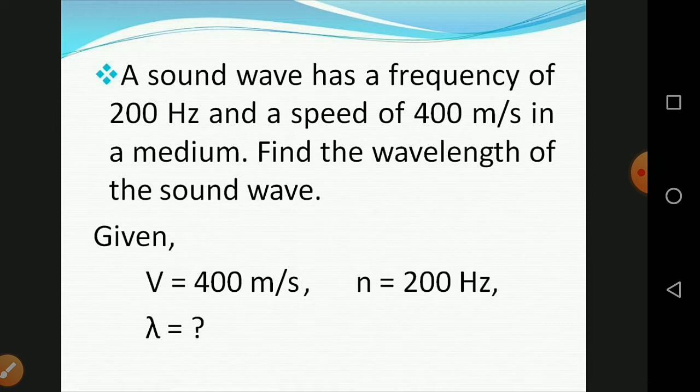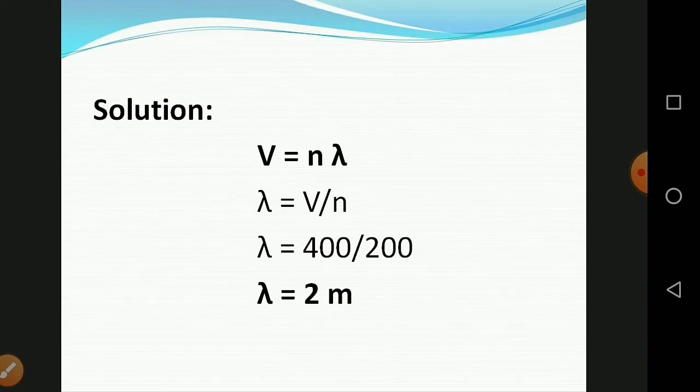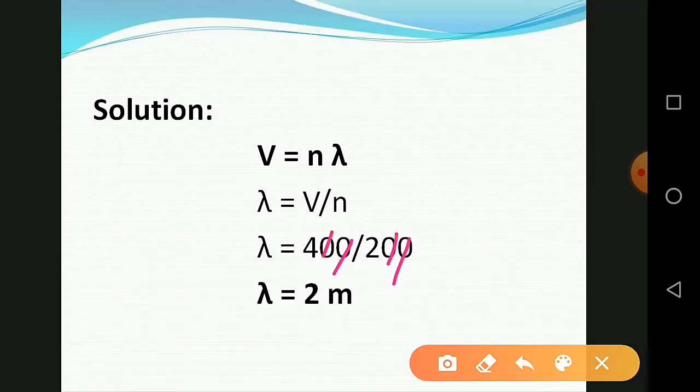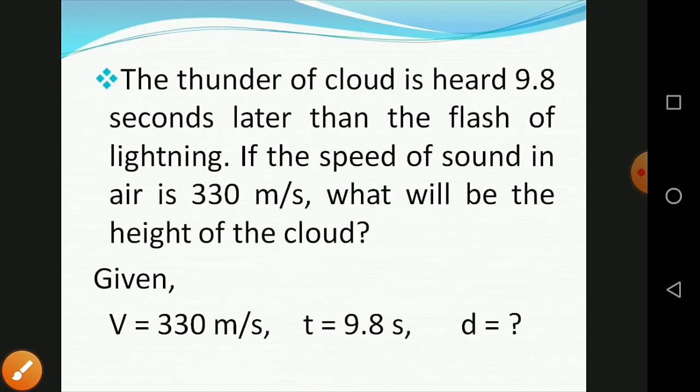Already we know the formula: V is equal to n lambda. We find lambda, so we move n to the left side. Lambda is equal to V divided by n. We know the value of V and n. We substitute the values in this formula. Lambda is equal to 400 divided by 200. We cancel the zeros, and 2 2s are 4. So lambda is equal to 2 meter.